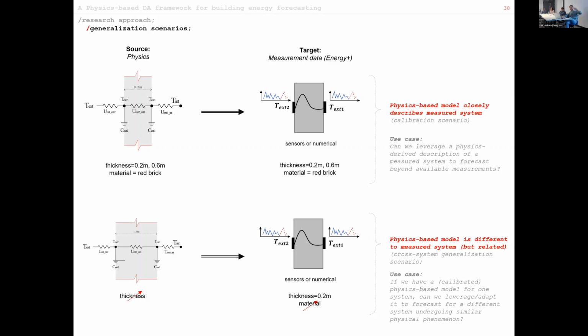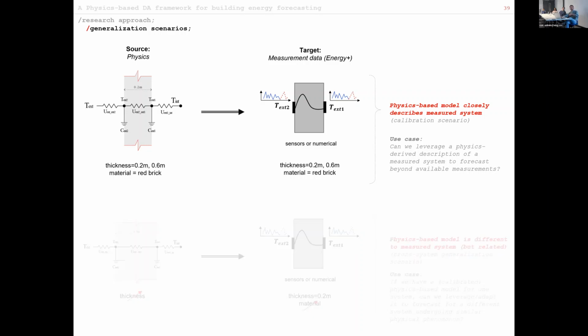And the second case I'll show is cross-system generalization. So the idea of adapting some physics-based model that we have from some system. It could be, for example, that we have a calibrated physics-based model that we spent a lot of time on for a particular zone in a building, and then we want to adapt that to a similar zone undergoing similar circumstances. So how do we use this approach to transform across different systems?